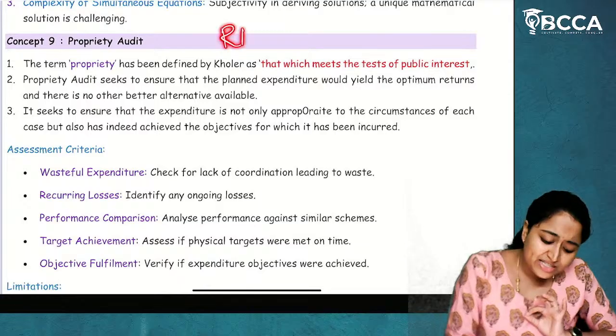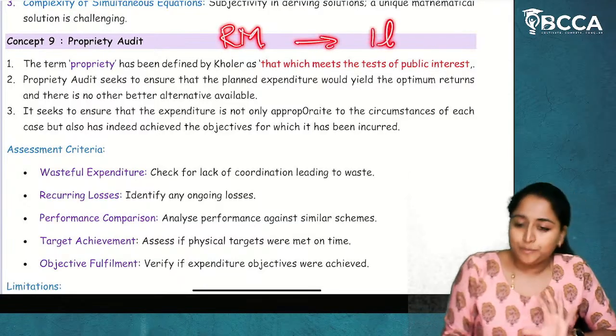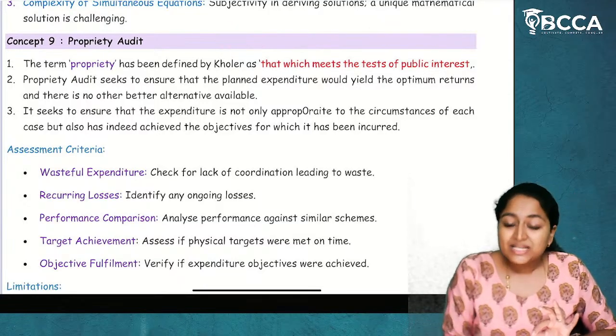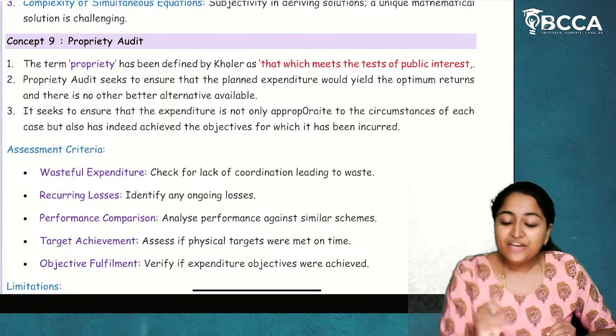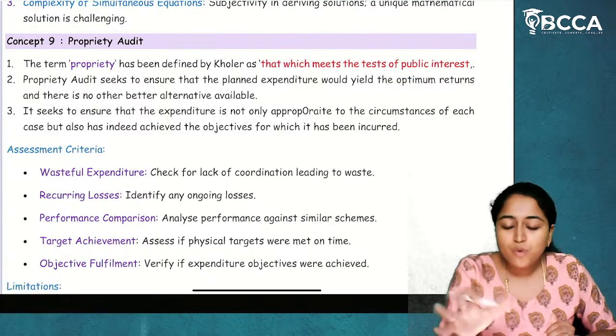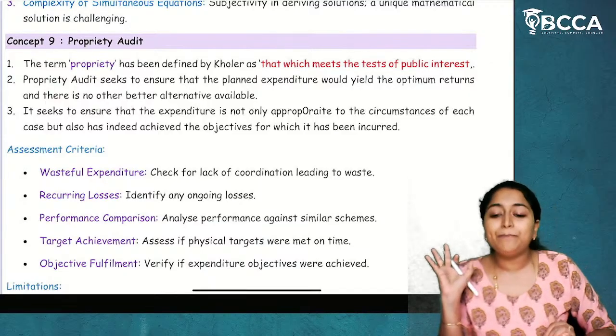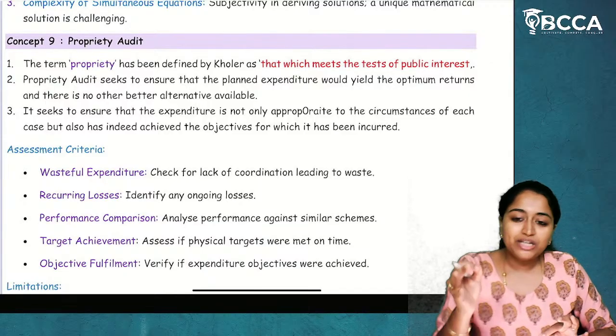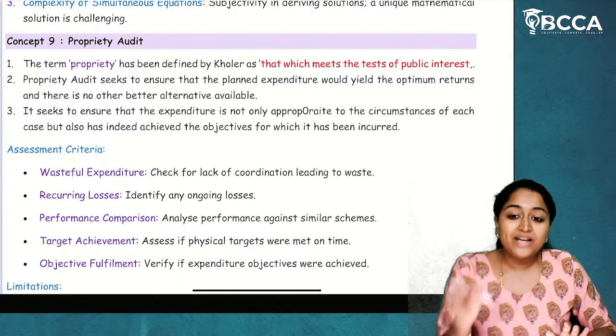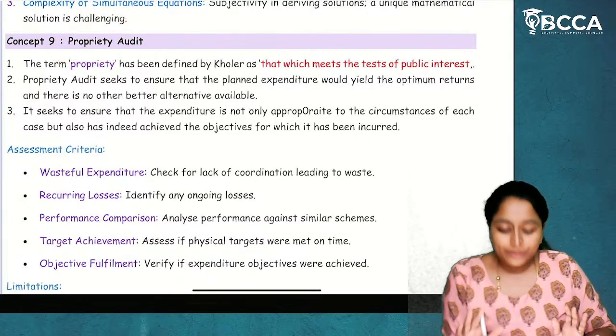For raw materials, if I am putting a cost of 1 lakh rupees, is there any chance I can reduce this cost? If there is a chance of reduction, it means you are not putting the cost in a better manner. Regarding whether you are putting the cost in a better manner or not, the evaluation is proprietary audit.